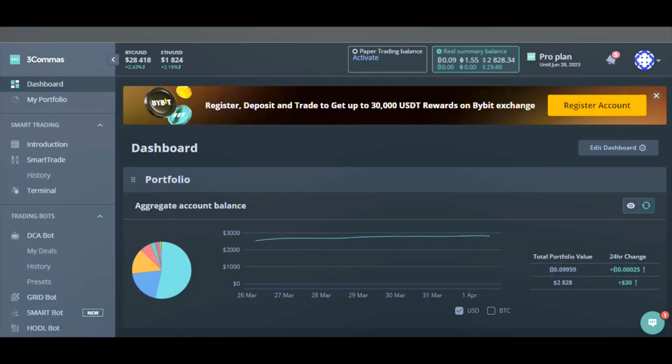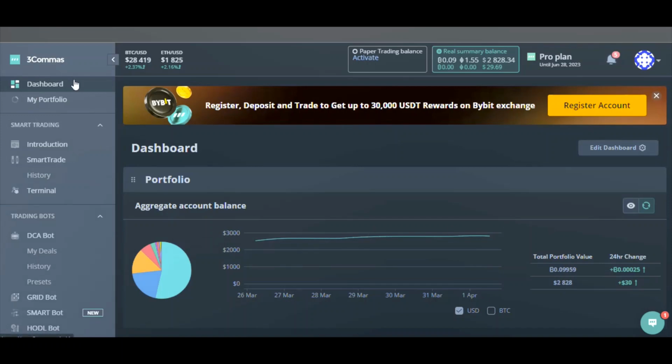Today's video I'm going to show you how you can set up a dollar cost average bot in 3Commas using any of your exchanges. In this example I'm using my Binance exchange account. You can use any cryptocurrency exchange you have using the 3Commas platform.